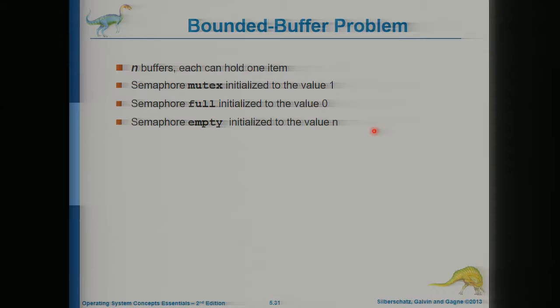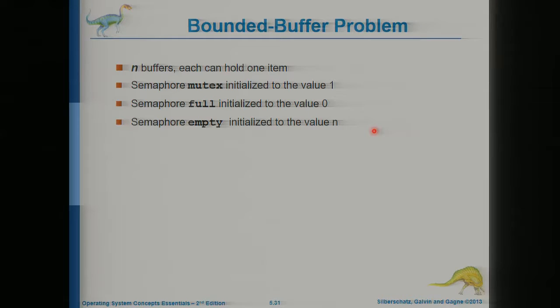The bounded buffer problem. In the bounded buffer problem, there are n buffers. There's a list wherein we can have n products saved. So it's a buffer, and in each buffer, 1 item. Think of a classroom with n chairs, and in each chair 1 student can sit.